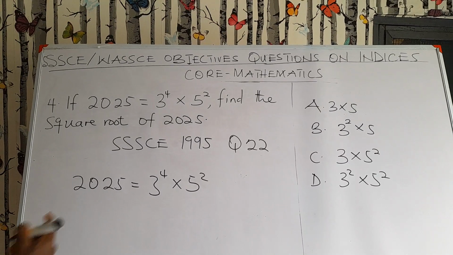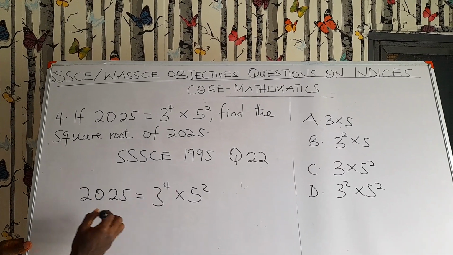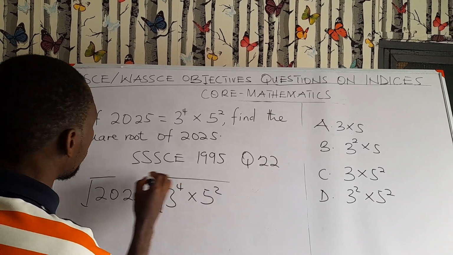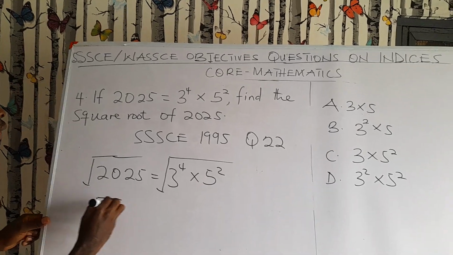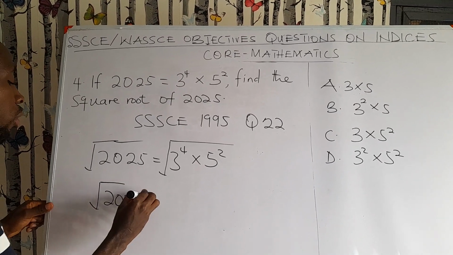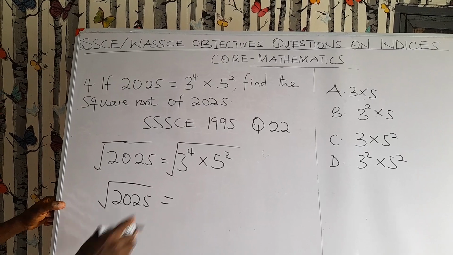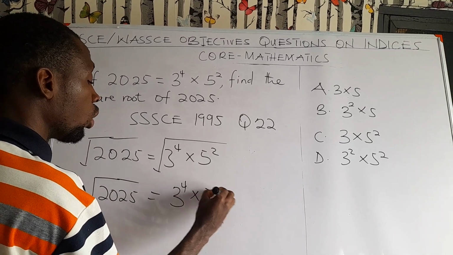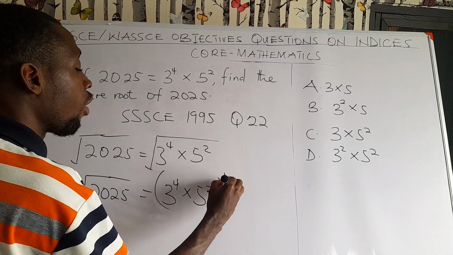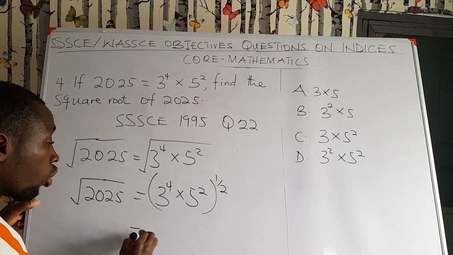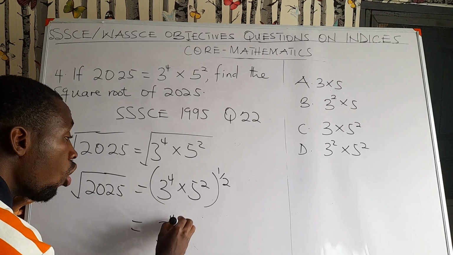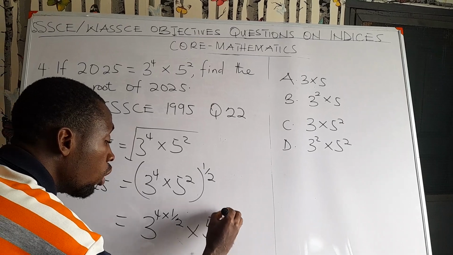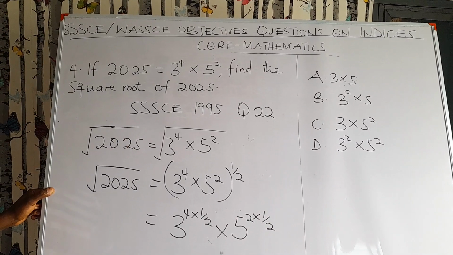So in finding the square root of 2025, we will find the square root of both sides. That means the square root of 2025 is equal to the square root of this. And remember, the square root of every number is that number exponent half. So you can write this exponent half. So the square root of this will be 3 exponent 4 times half, then times 5 exponent 2 times half, using the property.